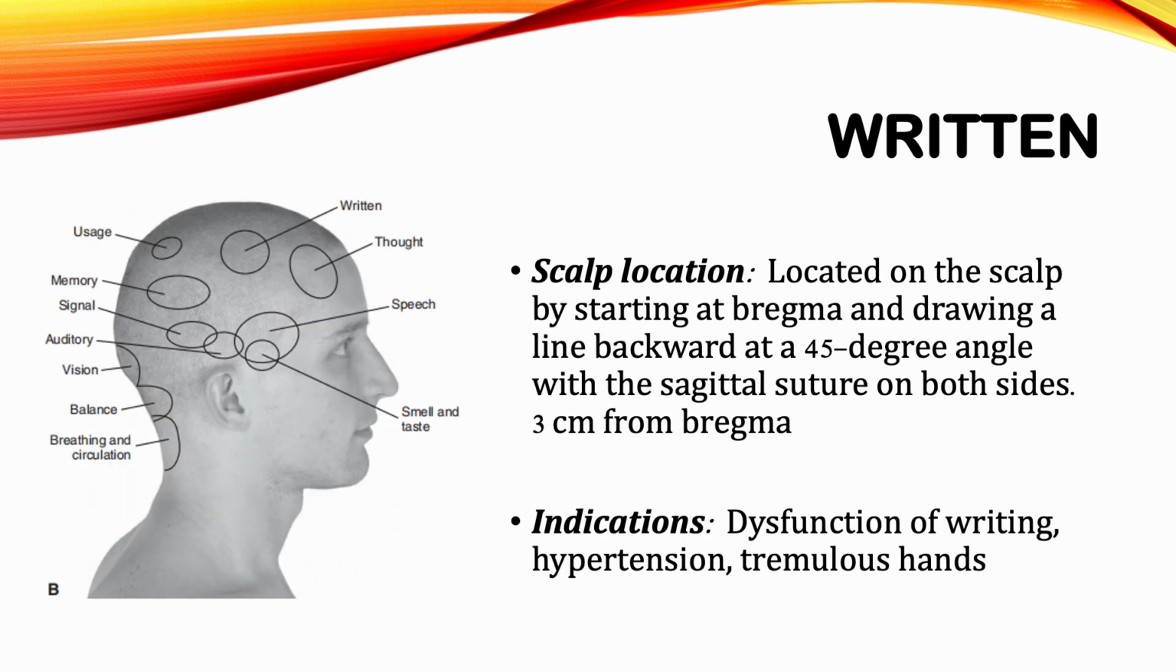Scalp location: it can be located on the scalp by starting at bregma and drawing a line backward at a 45-degree angle with the sagittal suture on both sides. It is 3 centimeters from bregma. Indications: dysfunction of writing, hypertension, and tremulous hands.